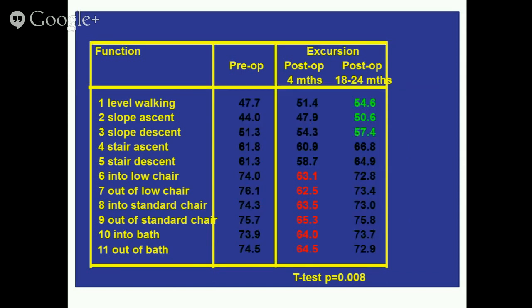Even more disturbing was that at 4 months, 6 of the functional tasks actually showed a deficit. And you might say, okay, that's not too bad. At this point, they were probably still using some walking aids. However, when we retested them at 2 years, those 6 functions had only got back to the level of the preoperative function of the patients, and only 3 of the tasks, shown in green, had improved. So level walking, slope ascent, and slope descent, and then only by 3 or 4 degrees of range of motion.